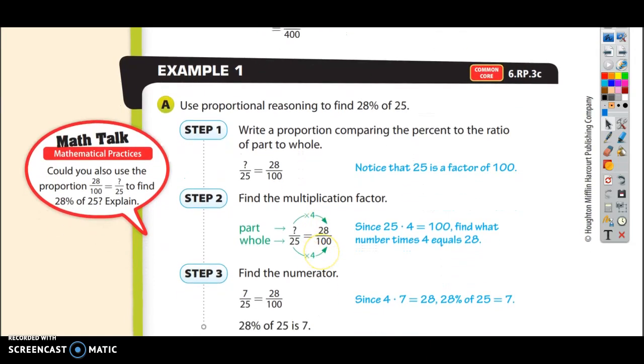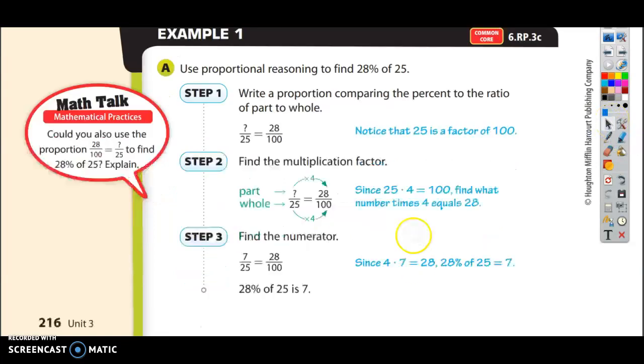Okay, so let's go back. This is called example 1, and we're deciding what kind of method we want to use. On example 1, we decided to use proportional reasoning, and the reason why is because 25 is compatible with 100. 25 is a factor of 100, so we can just multiply it by 4 to make 100. If it were 50, we would multiply by 2 to make 100. If it were 20, we would multiply by 5 to make 100. How I describe that is I say that the denominator 25 is compatible with 100. It's either a factor or a multiple of 100.